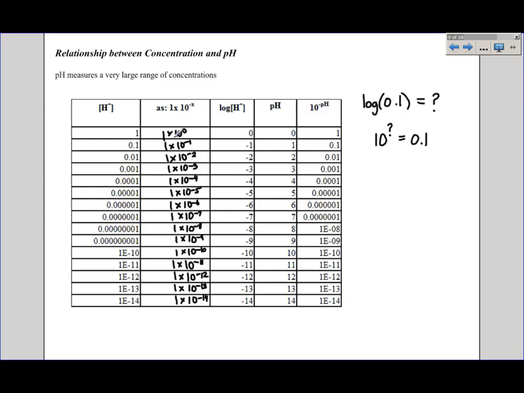So really, the log of all of these numbers is simply the exponent in my scientific notation. So you might see here a very interesting list of numbers. They're all whole numbers, and they go from 0 to negative 14, which might look like a familiar range of numbers because, besides the negatives, this is close to what the pH scale gives us.